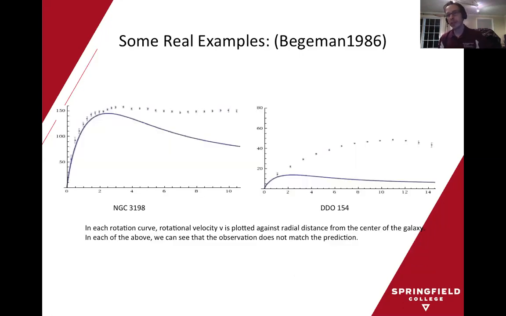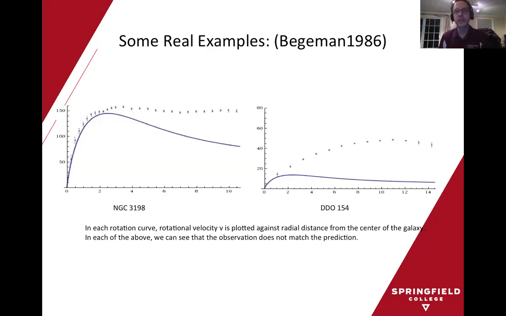And so here are some real examples taken from a sample back in 1986. These are some galaxies that I used for my PhD thesis, taken by Begeman. On the left is NGC 3198, a very large spiral galaxy like our own, and DDO 154, a very small dwarf galaxy, with way different scales on the axes, as you can see.